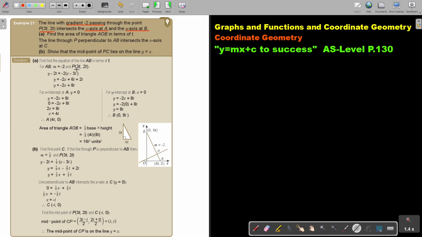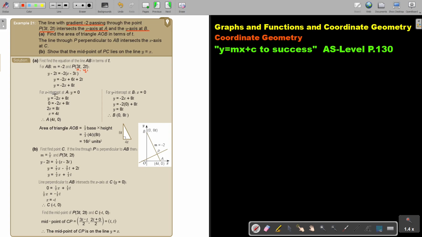So if I substitute in this formula, this is y minus y1. Don't forget that this is x1, this is y1. So I substitute y1, I substitute the gradient, and I substitute x1. Then I simplify it, and I have it in terms of t. Okay, that's the equation of the line.